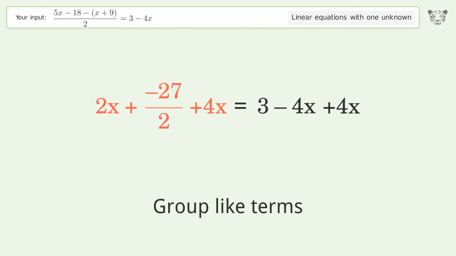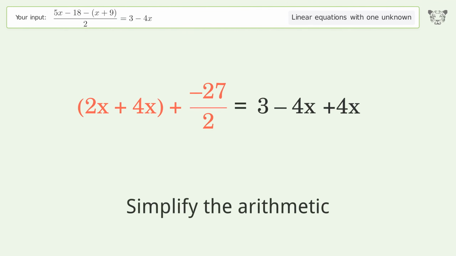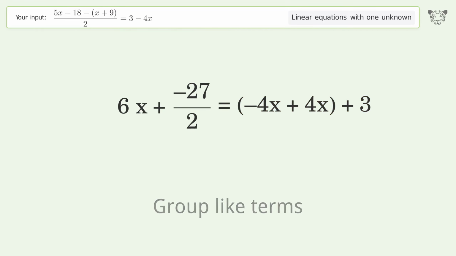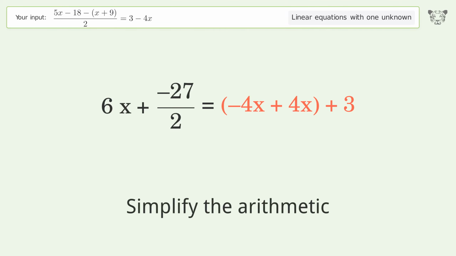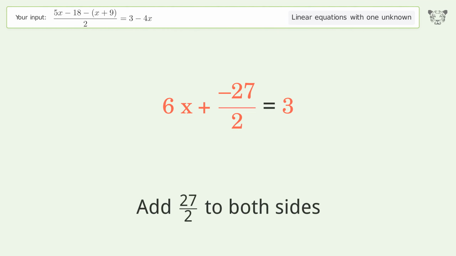Group like terms. Simplify the arithmetic. Group like terms. Simplify the arithmetic. Group all constants on the right side of the equation. Add 27 over 2 to both sides.